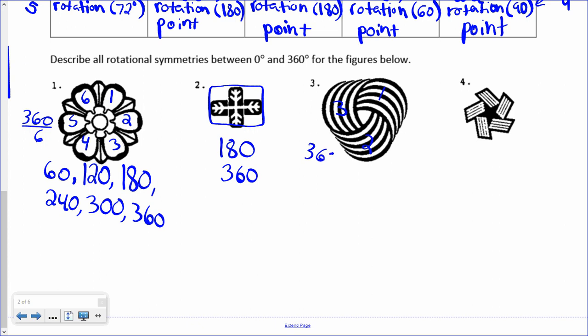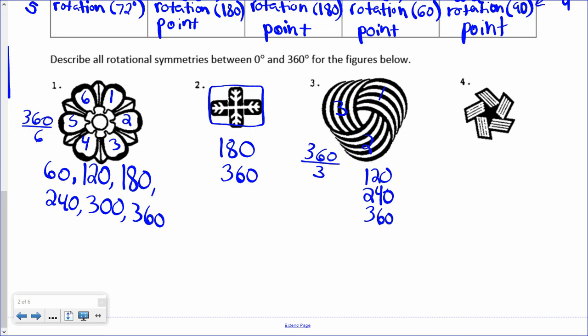You do 360 divided by 3, because I have 3 pieces. So 360 divided by 3 is 120. That would just be 1 turn. How about if you do it twice? 240. All right, how about 3 times? 360. Yep. So those are all the different ways that you can turn the shape and have it look exactly the same.